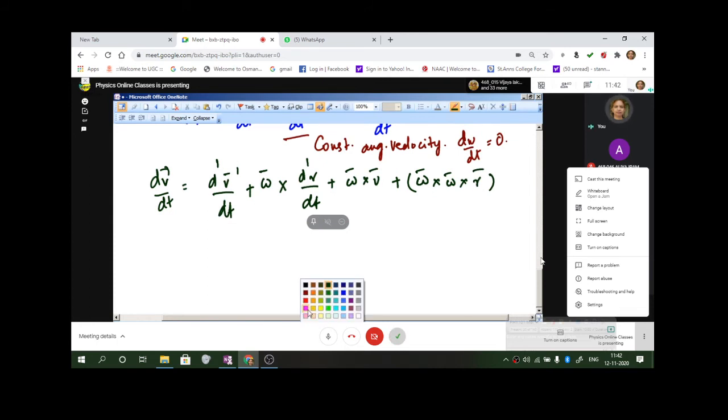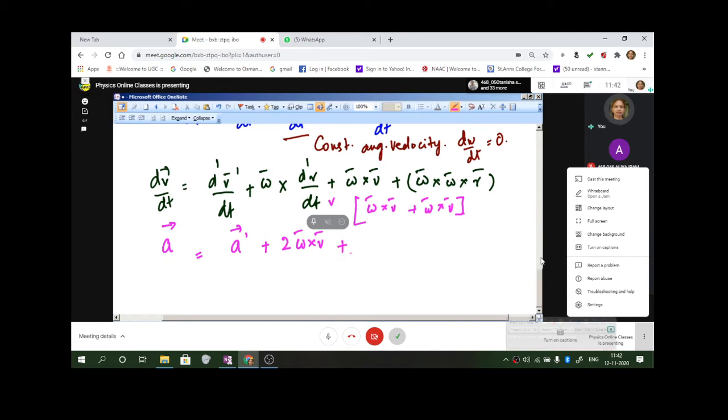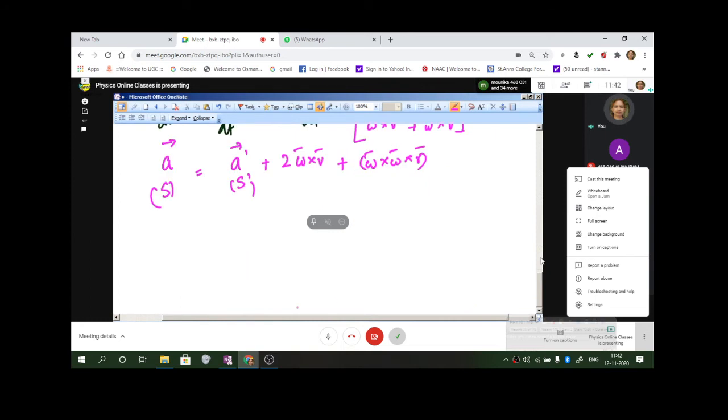Which can be further written as, this is nothing but acceleration. So acceleration A is equal to A' plus, this is nothing but dr/dt, which is nothing but V. So here what do you have? One omega cross V plus another omega cross V. So can I write it as 2 omega cross V plus omega cross omega cross R. So this is acceleration in the stationary frame. This is acceleration in which frame? A rotating or a moving frame.